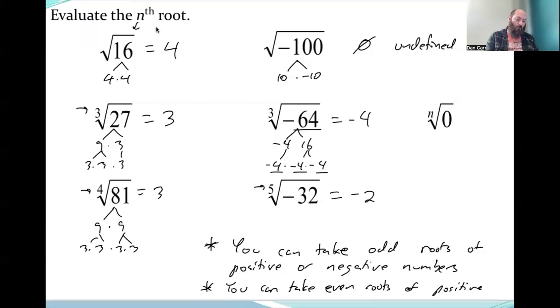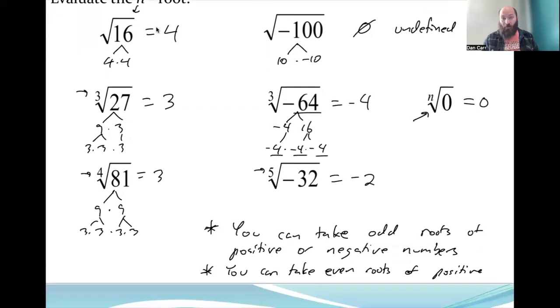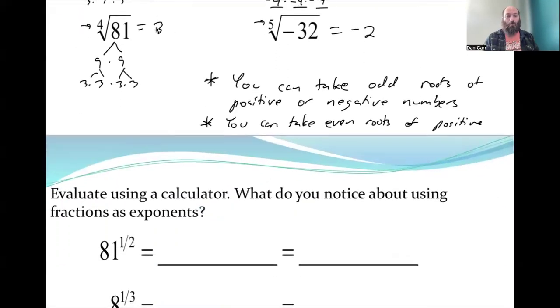If I look at the nth root of 0, we're saying what number times itself n number of times is 0. That's just always going to be 0. It's 0 times 0 is 0, 0 times 0 times 0 is 0. That doesn't change. So if you're ever taking any root of 0, that's just going to be 0.